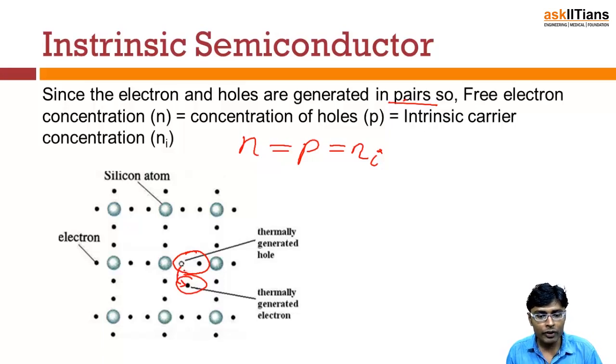When it becomes free, it leaves a vacant place at its previous position. This vacancy is called a hole, right? Therefore, we can say electron and hole pairs are always generated in pairs. Whenever an electron goes from the valence band to the conduction band, it leaves a vacancy called a hole in the valence band.